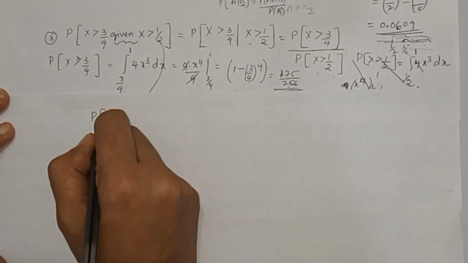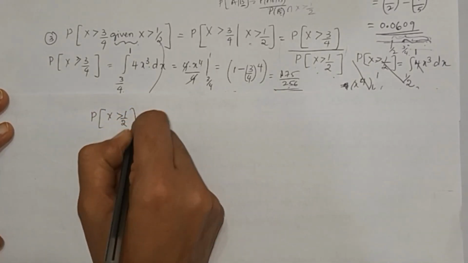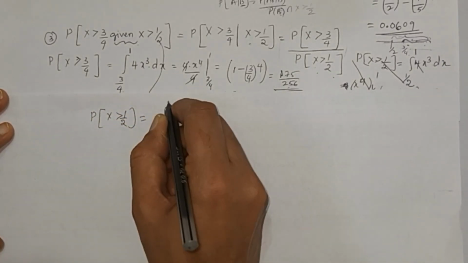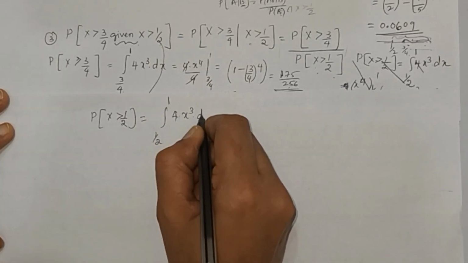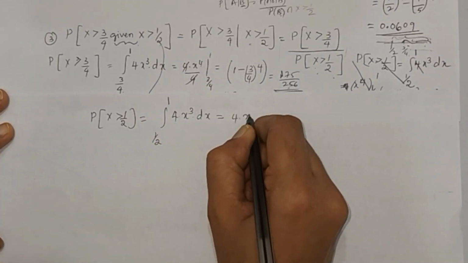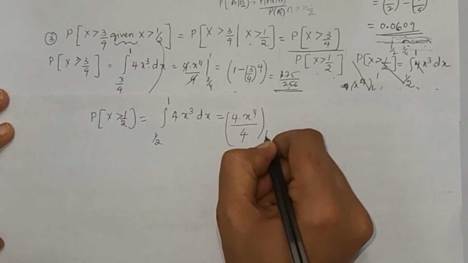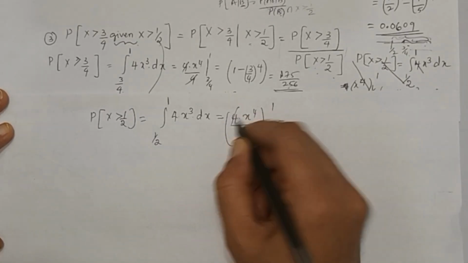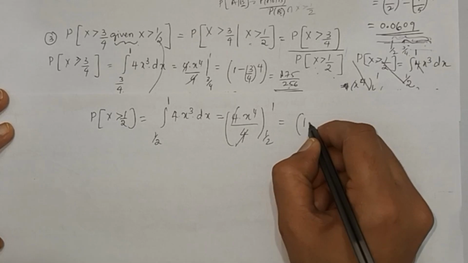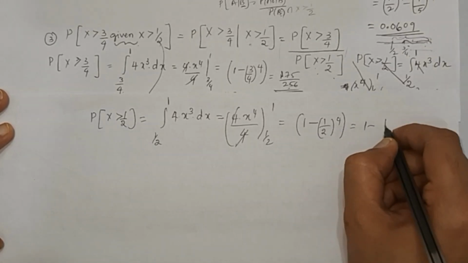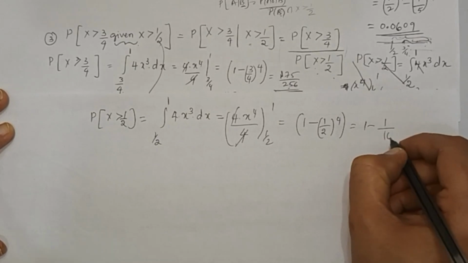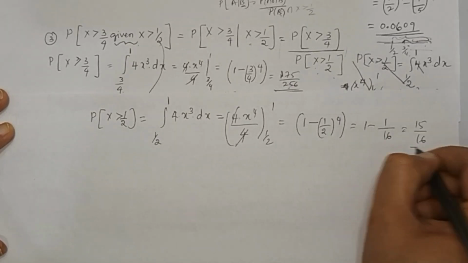Now we need P of x greater than 1 by 2, which is equal to the integral with lower limit 1 by 2, upper limit 1, of 4 x cube dx, which is equal to 4 into x to the power 4 by 4 from 1 by 2 to 1. So 4 cancels. 1 to the power 4, 1 minus 1 by 2 to the power 4. This gives you 1 minus 1 by 16, which is equal to 15 by 16.